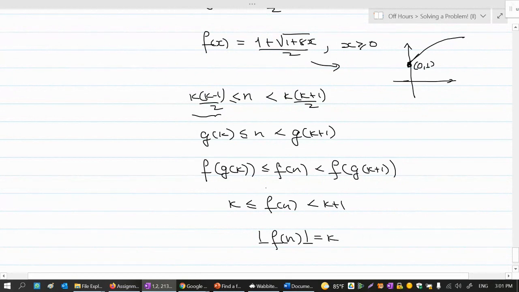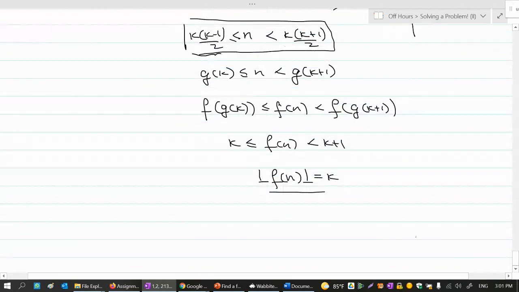It means that whenever these two combined inequalities are true, meaning n is greater than or equal to k times (k minus 1) over 2, but less than k times (k plus 1) over 2, the floor of f evaluated at n is going to be k.